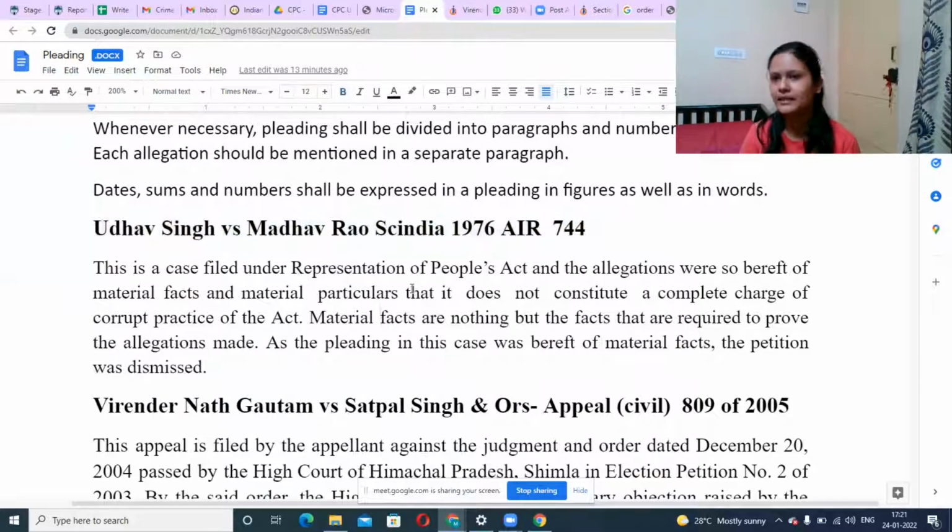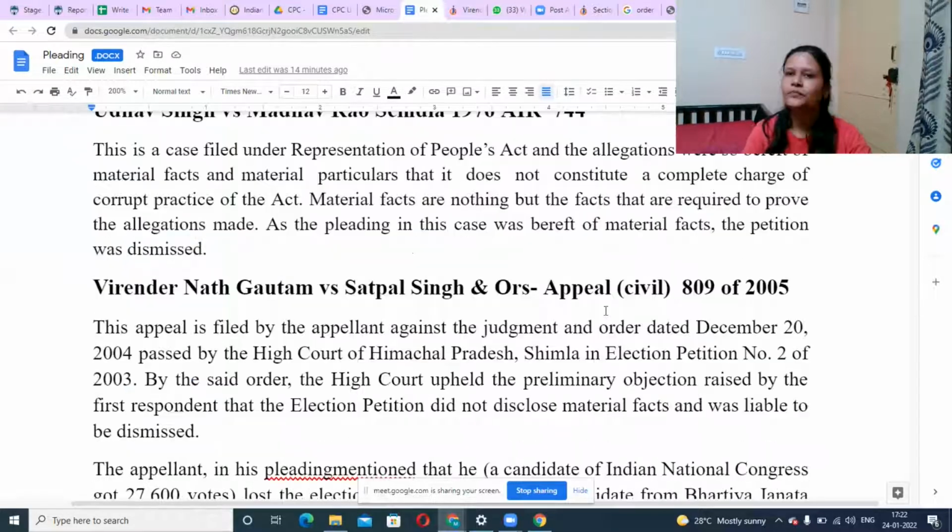Material fact basically means you don't need to prove your point 100%, but at least you need to support the allegations that you are making. If you are filing a case saying that this person has violated provisions of the Representation of People's Act, at least you provide some facts. If you are not providing that, that means material fact is not being provided. And that was the same reason why this case in itself was dismissed. The court did not entertain the matter because you have not provided the necessary or material facts in this case.